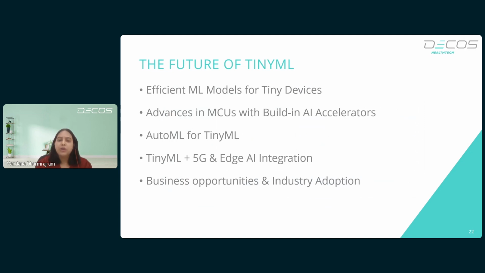5G brings ultra low latency and high speed connectivity, allowing TinyML devices to communicate with cloud only when necessary. TinyML devices can process data locally, reducing network congestion and cloud dependency. Next is Edge AI plus TinyML, the future of smart devices. Edge AI is pushing TinyML to the next level by enabling real-time AI-driven decisions at the device level.